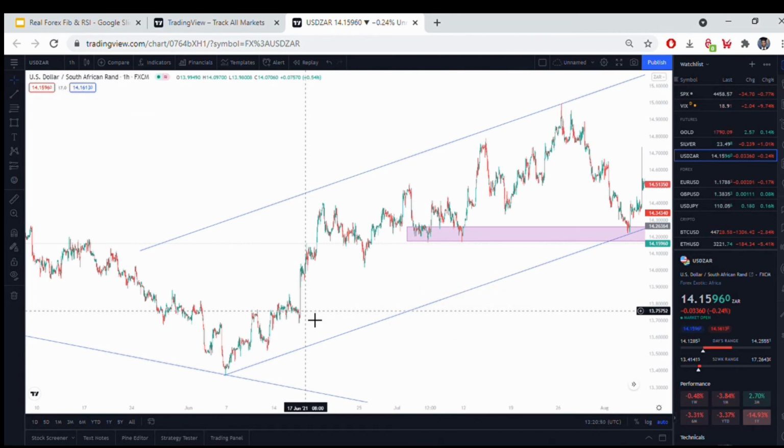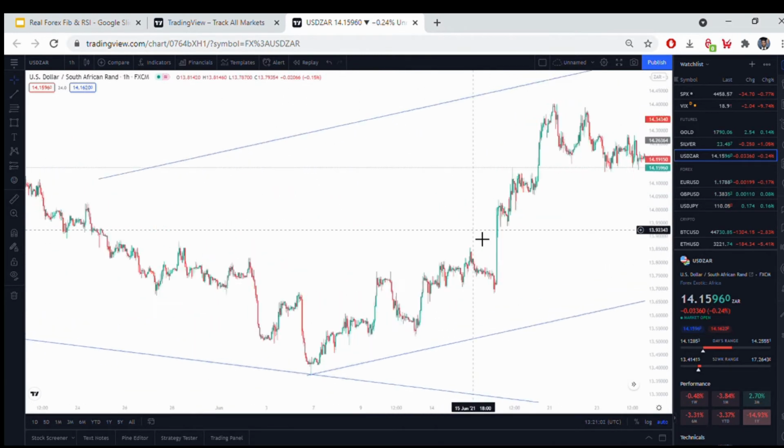Guys, for you to be able to use Fibonacci to your advantage, the first thing that you need to do is to identify a trend. And as you can see, this is an uptrend. The market has been going up. Now, let us just zoom in so that you are able to see everything clearly.